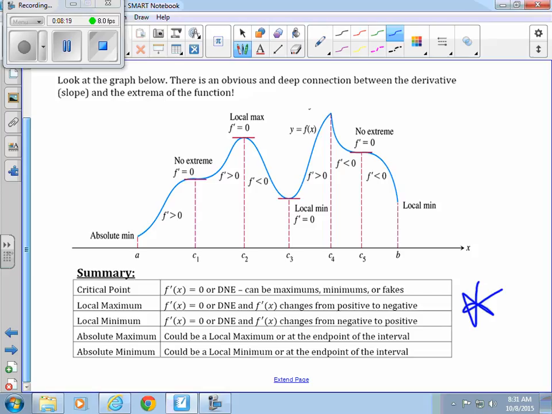Absolute maximums. Local maximums are candidates or potential absolute maximums, but the endpoints could be the absolute maximum. So we will look at endpoints as well when we look at absolute maximums and absolute minimums. So those could happen at a critical point, local minimum, local maximum, or at an endpoint. Today we're going to focus mainly on local extrema. I might get to one absolute, and then tomorrow we will focus on absolute extrema.